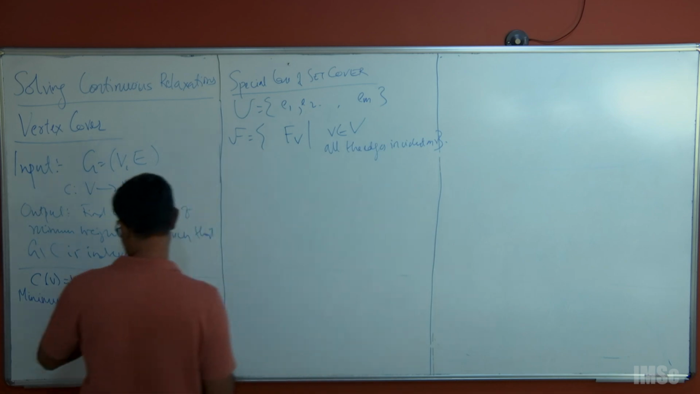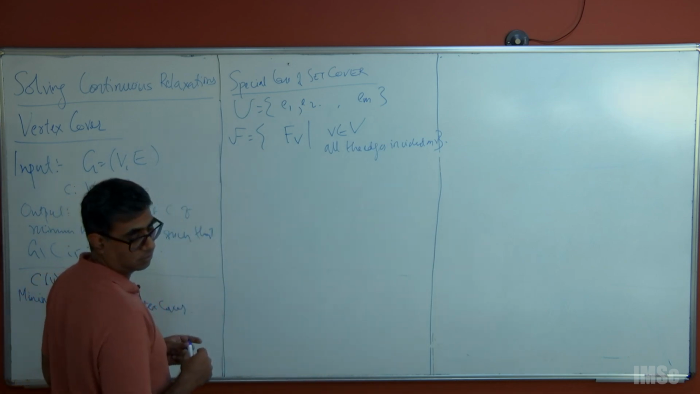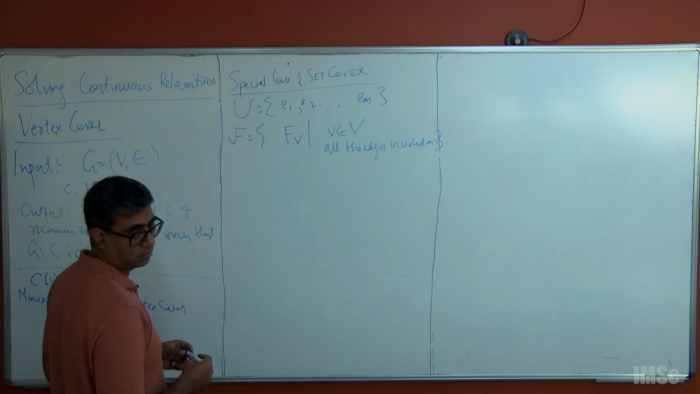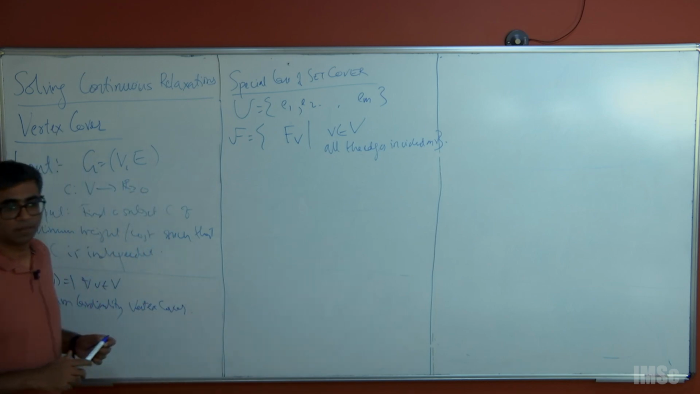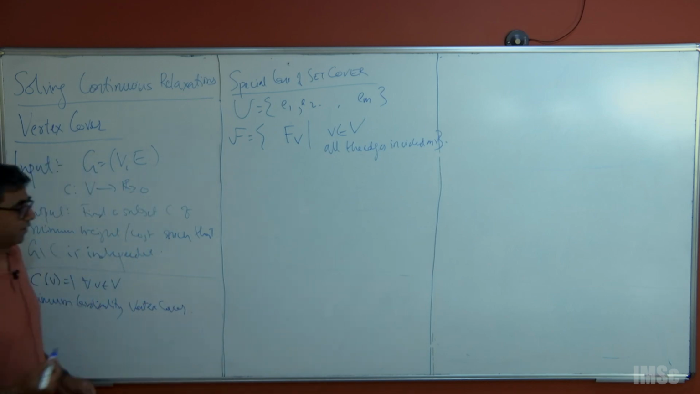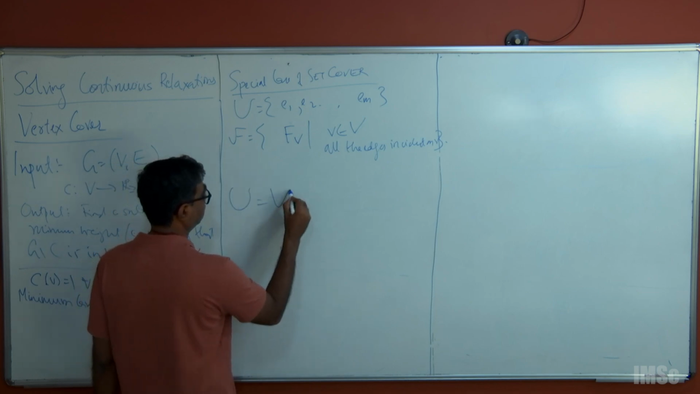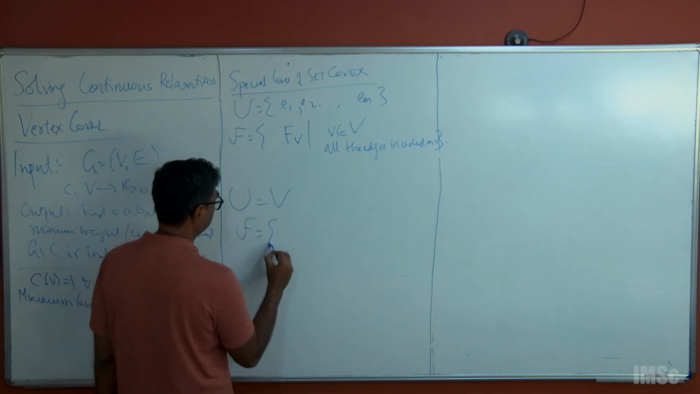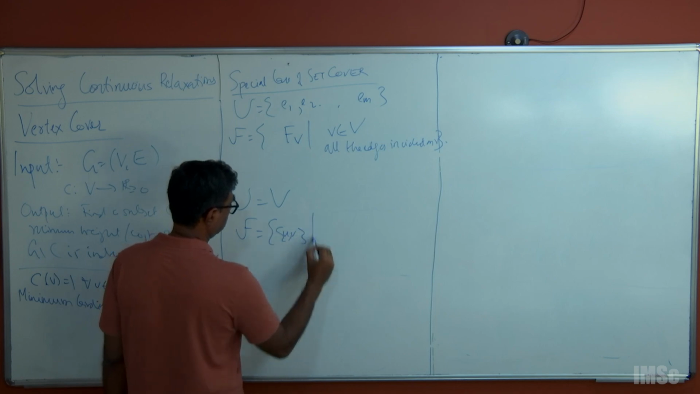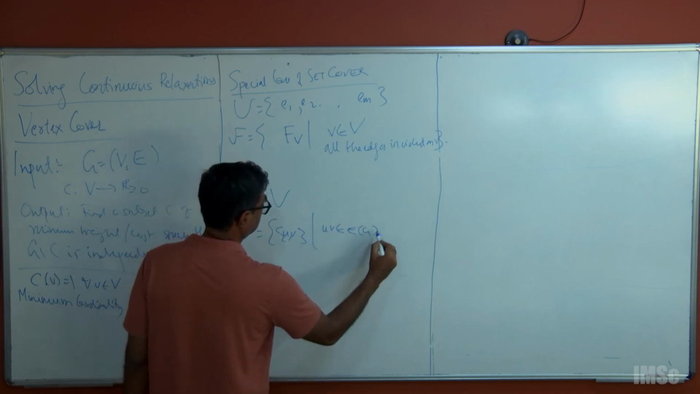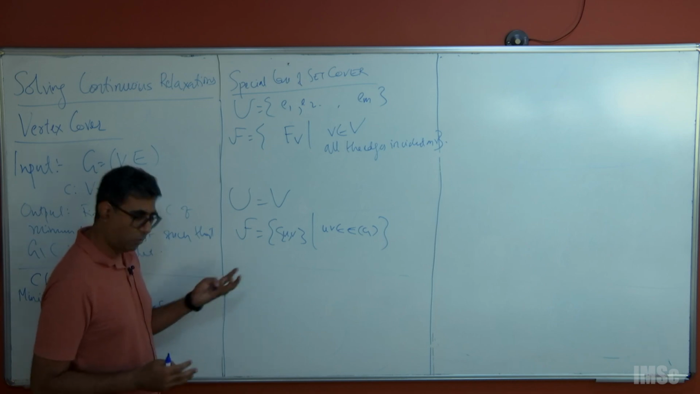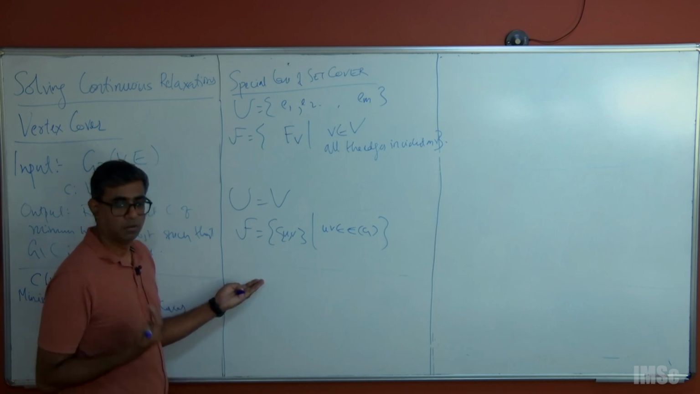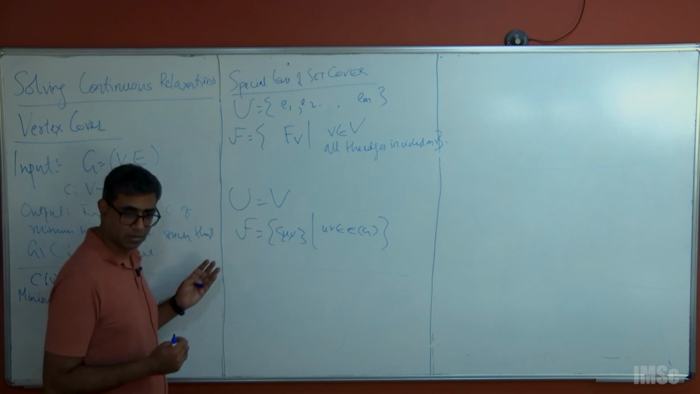Can we model it like this, if the universe is the whole vertex set and the family is 2-element subsets? So for each edge we will create a set. So what are you getting? Okay, fine. If I model it like this, the universe is my vertex set, my family is {u,v} where uv is an edge, right? But what does it even mean?